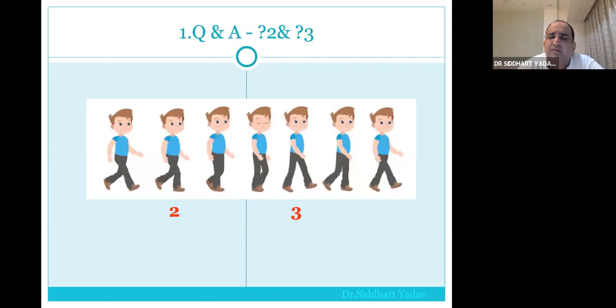Now, I'll ask you a couple of questions for your self-assessment, and you can write them down yourself. In this picture, image 2 and image 5, what are the phases of gait? What do you label these 2 and 3 in this gait cycle?